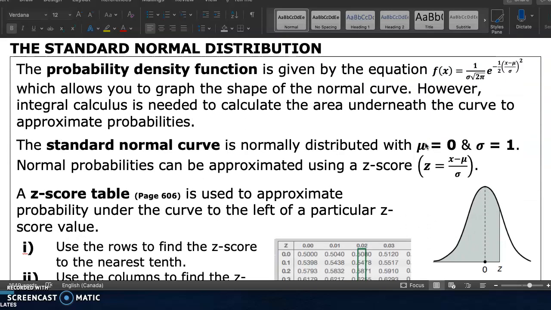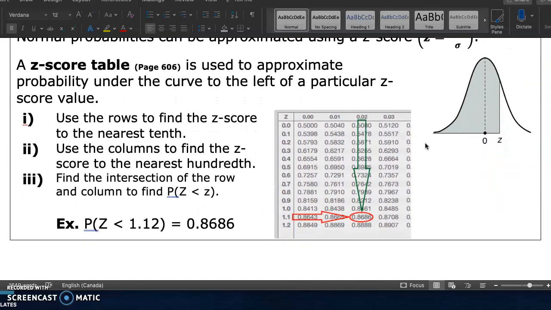So, that being said, a z-score is used to approximate based on how many standard deviations away from the mean a particular statistic is. A z-score table will be provided. It's used to approximate probability under the curve to the left of a particular z-value score. So, if we know the z-score value of a particular number, then we can use the following algorithm to find the area to the left of that point.